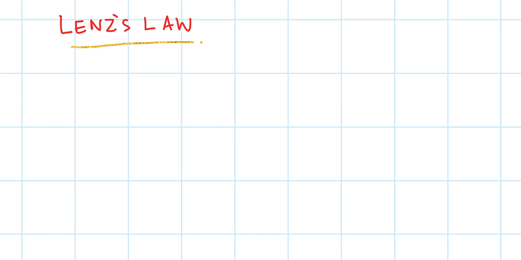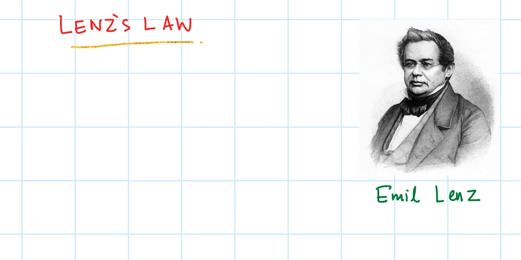Lenz's law is due to a Russian scientist known by the name Emil Lenz in the year 1834, during his formulation of the concepts of electrodynamics. So to understand Lenz's law, we will have to look at a few circumstances.